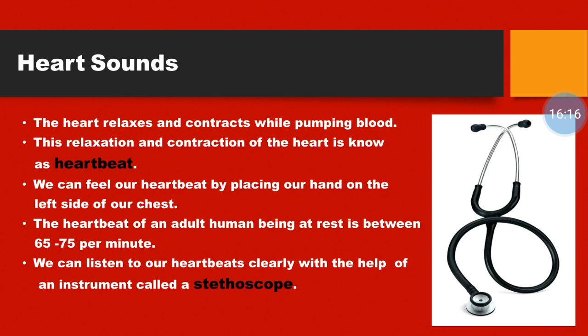As I already told you, we can feel our heartbeat by placing our hand on the left side of our chest. Children, normally the heartbeat rate in an adult human being at rest is between 65 to 75 per minute. It increases when the person is doing some physical activities like exercising, working out or running. We can listen to our heartbeat clearly with the help of an instrument called the stethoscope. So through the stethoscope we can hear the heartbeat sound better.